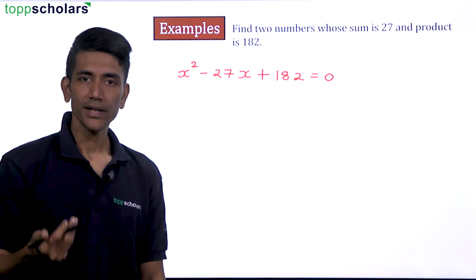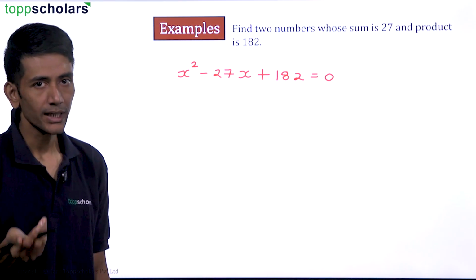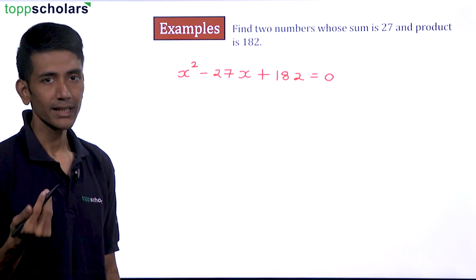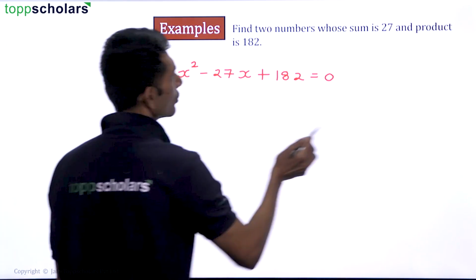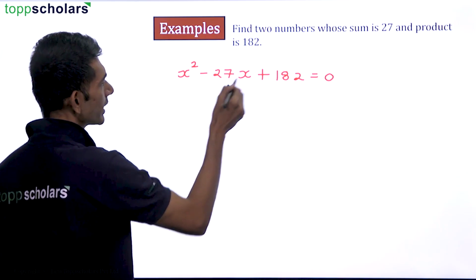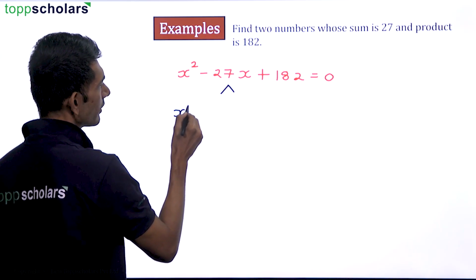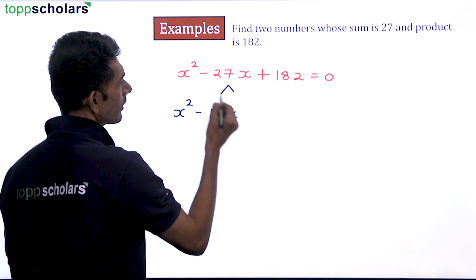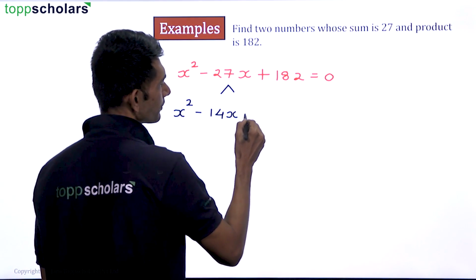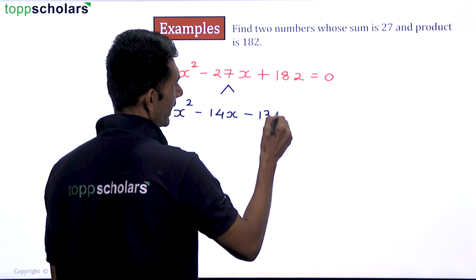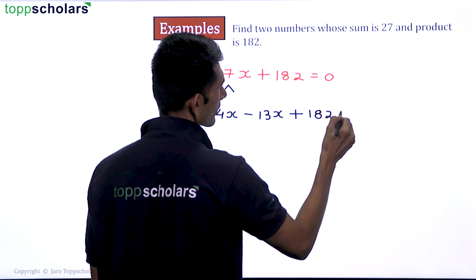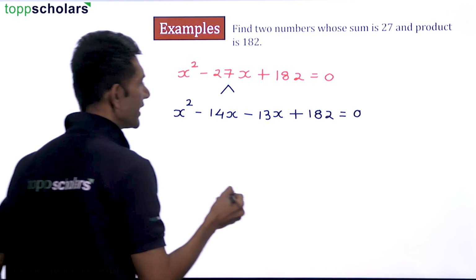Now the factors of 182 can be split as 14 and 13, but you have a minus sign in the middle. So can we take minus 14 and minus 13? Yes, we can do that. So I can split this as minus 14 and minus 13, right? So x square minus 14x minus 13x plus 182 equal to 0.